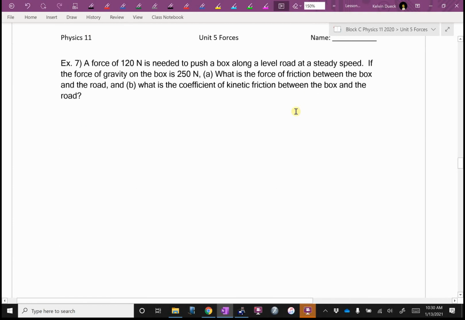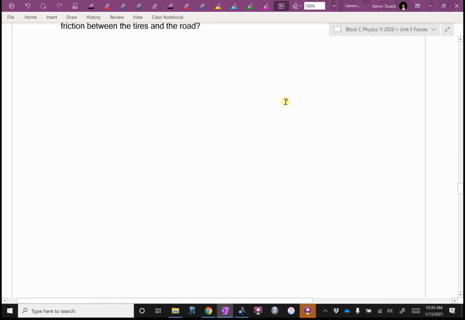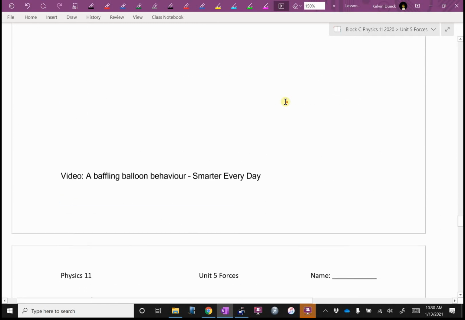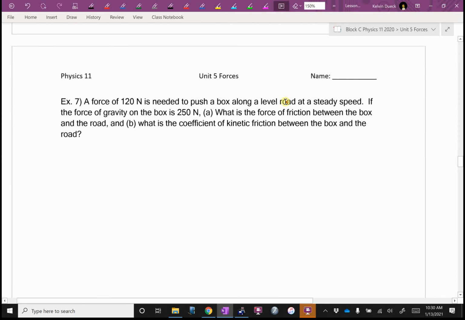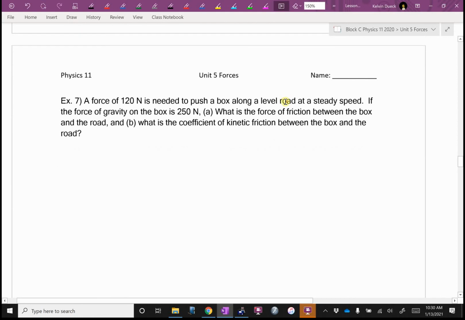Example 7. I think, is it 2 more and we're done? 3 more and we're done. There we go. Okay. I know I've been talking a long time. A force of 120 newtons is needed to push a box along a level road at a steady speed. If the force of gravity on the box is 250 newtons, what's the force of friction between the box and the road? What's the coefficient of kinetic friction between the box and the road?